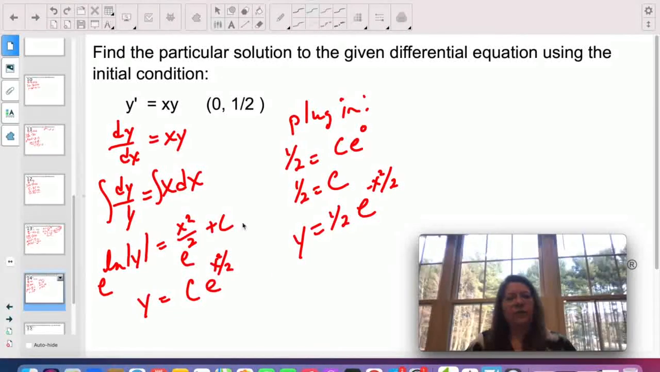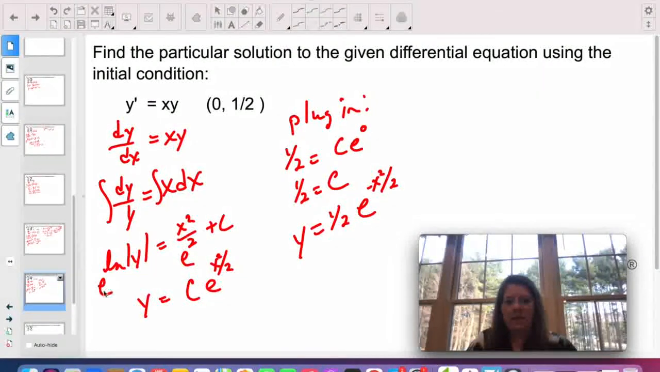And here's the solution for that one. dy over dx equals xy. We know that y prime is dy over dx. I separate the variables, and I have dy over y equals x dx, and I'm going to integrate. When I integrate this, it is a natural log situation, so that's the natural log of absolute value of y, equals, that would be x squared over 2, and then we have a plus c.